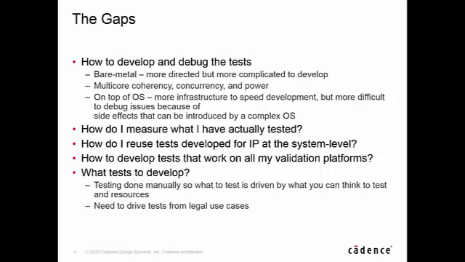As an example, what Adnan was talking about over the coherency protocol space. How many of those transitions have occurred? How many have occurred across coherent processors? So I reuse the test developed from the IP at the system level.